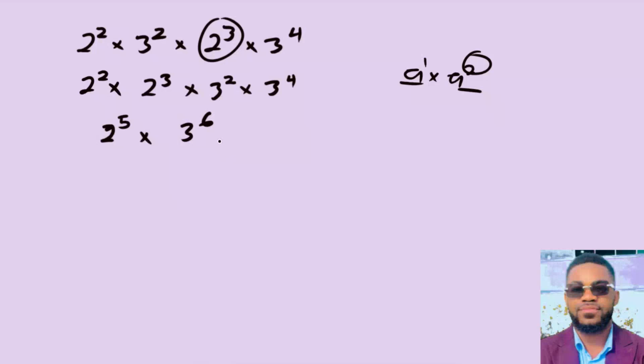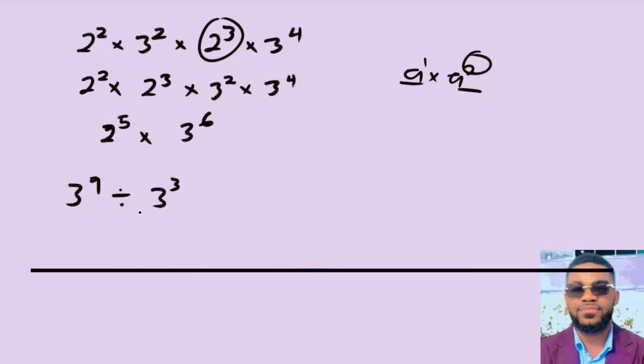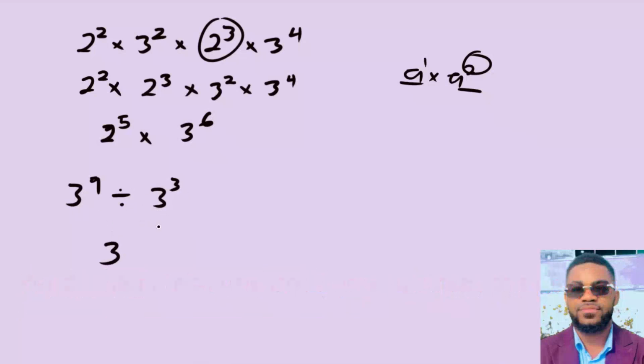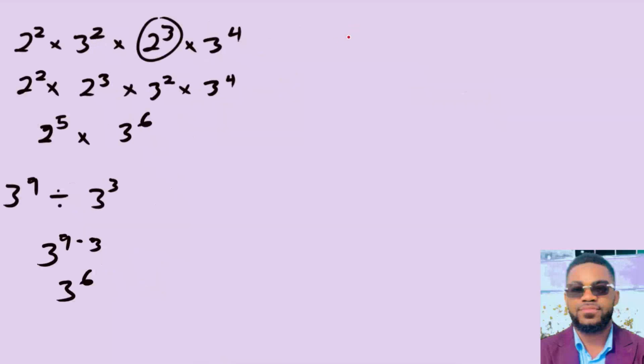Now let's take the next question. We have 3 exponent 9 divided by 3 exponent 3. So this time we are dividing, so we have to use the law for division. The law is saying that for division, we take one of the bases as well, but this time we are not going to add the exponents, we subtract. So that's going to be 9 minus 3. So we're going to get 3 exponent 6. So that is that for that one. That's very, very simple.